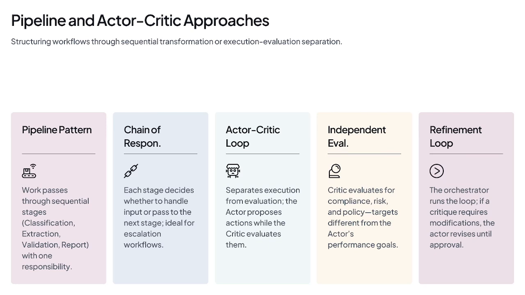And then we have independent evaluation. So critique evaluates for compliance, risks, and policy of the system which has been designed and integrated into the system or into the workflow, and targets different from the actor's performance goal. Then we have refinement loop. So the orchestrator runs the loop. If a critique requires modification, the actor revises until approval is done.